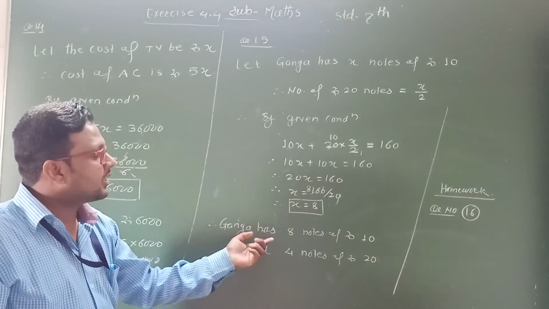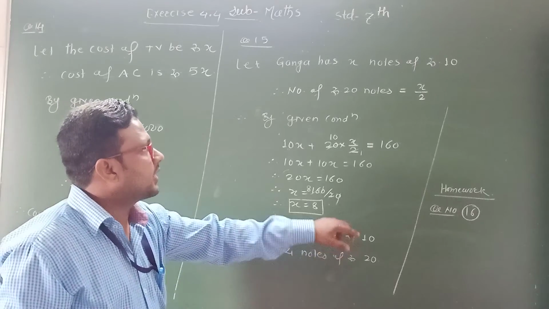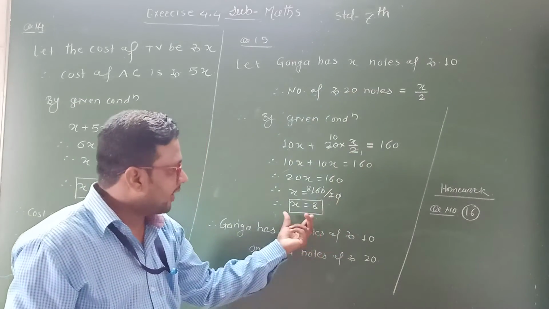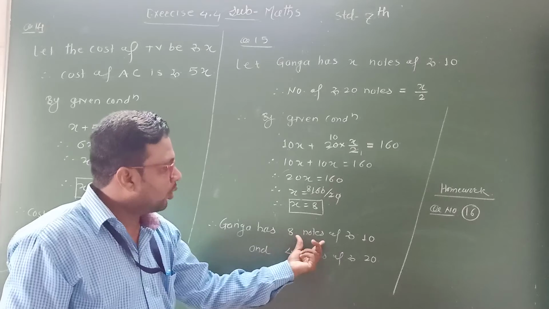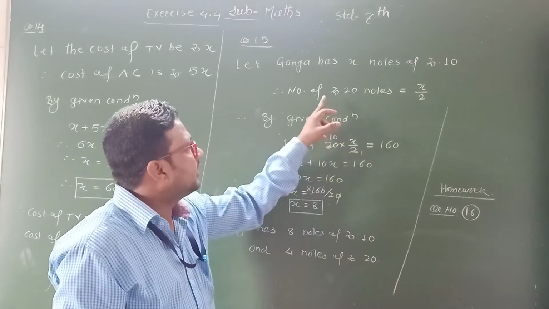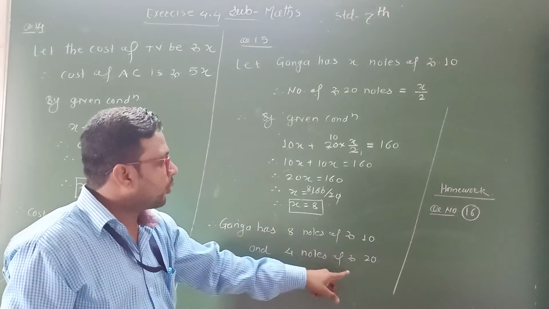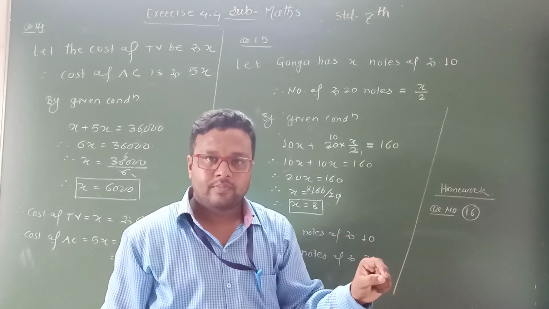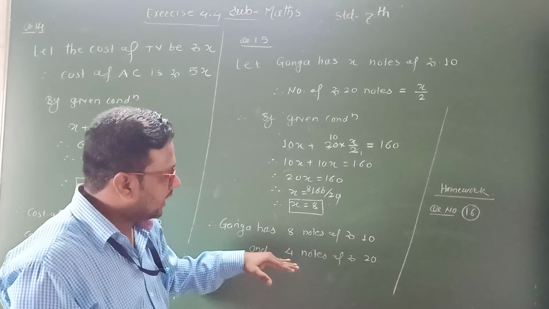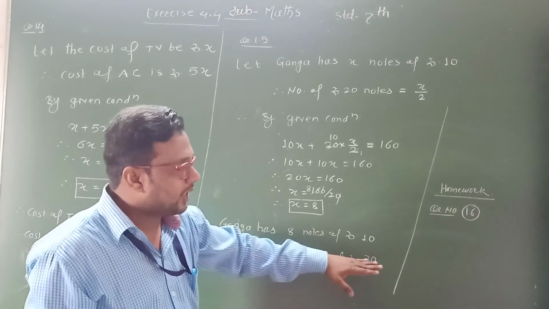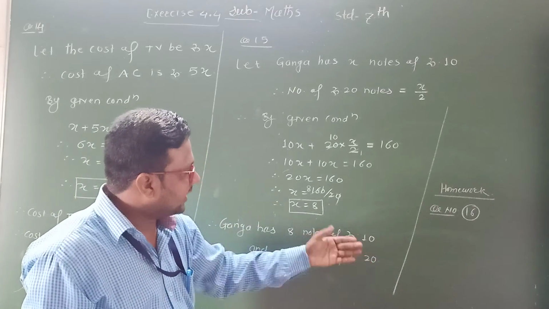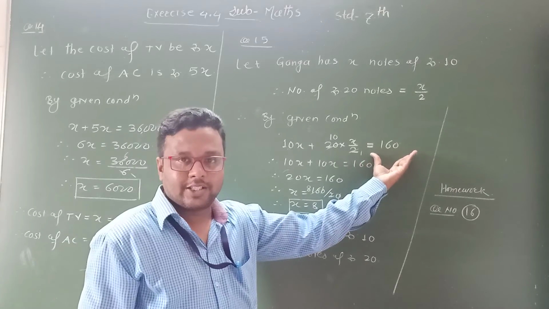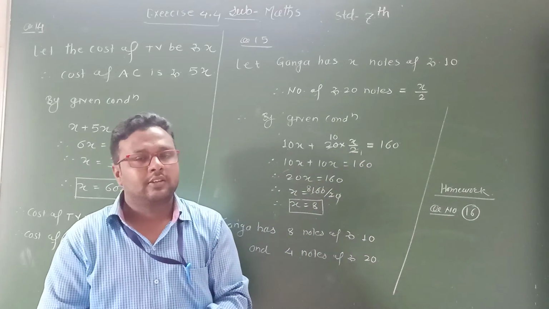Then what is the answer? Therefore Ganga has 8 notes of rupees 10. x notes, what is the value of x? 8. 8 notes of rupees 10 and how many notes of rupees 20? x upon 2, that is 8 upon 2. Okay, we can do the calculation. We will get 4 notes of rupees 20. If you do the addition, you will get the total amount 160. In this way we can check the answer.